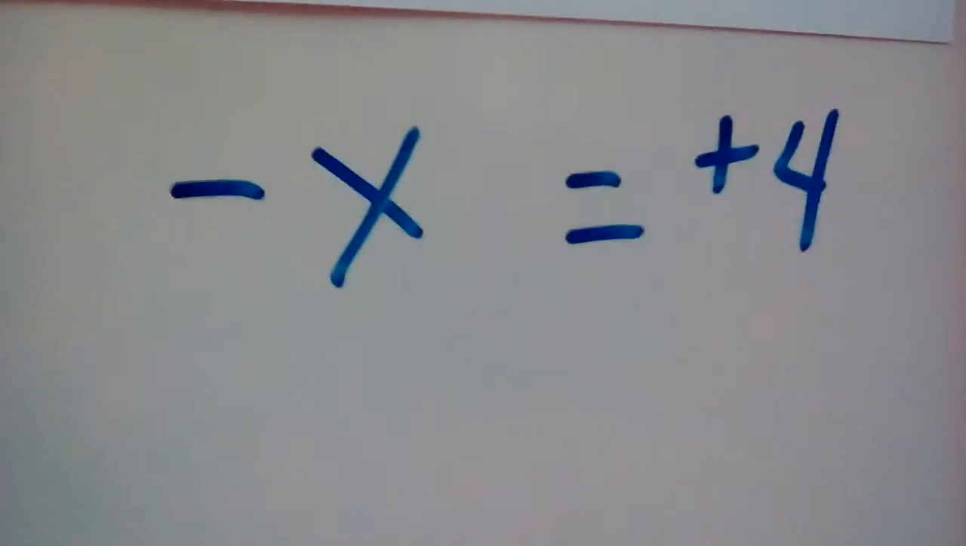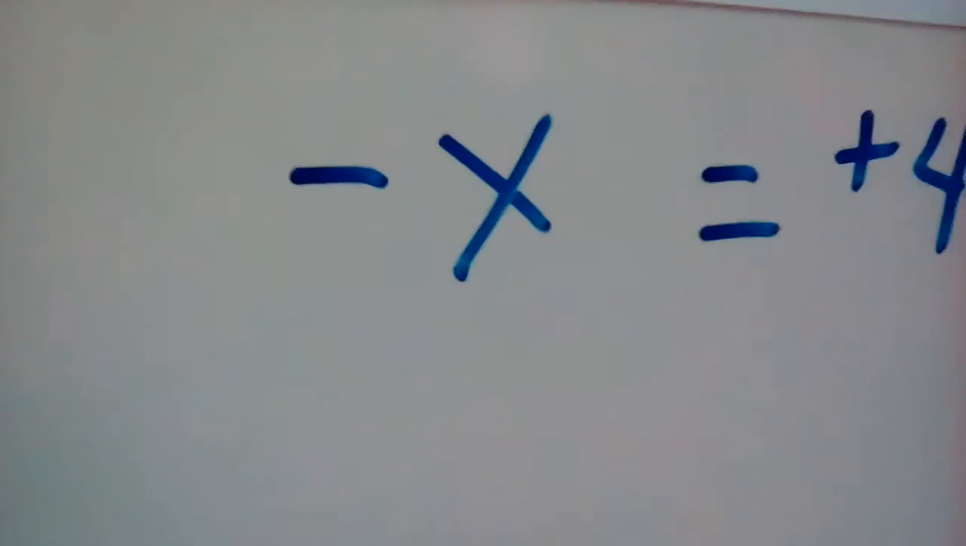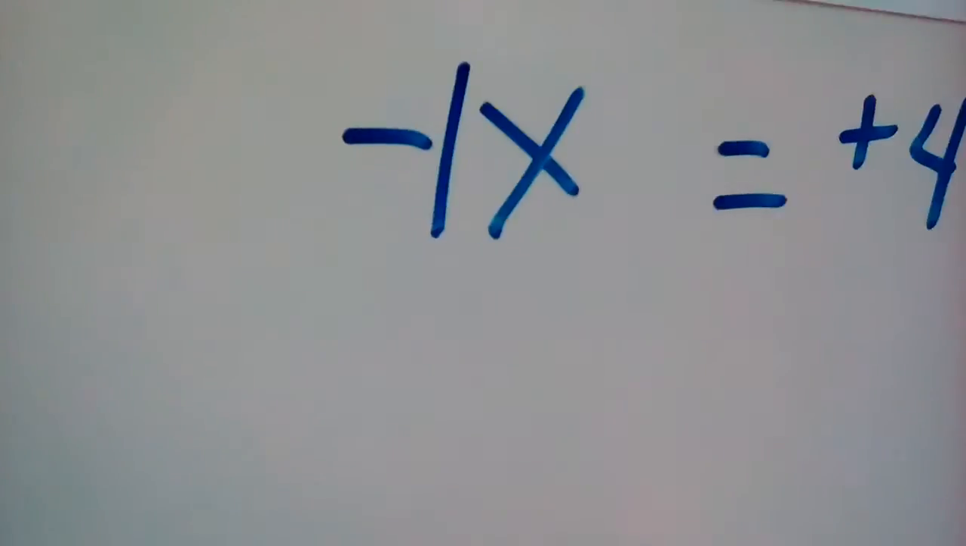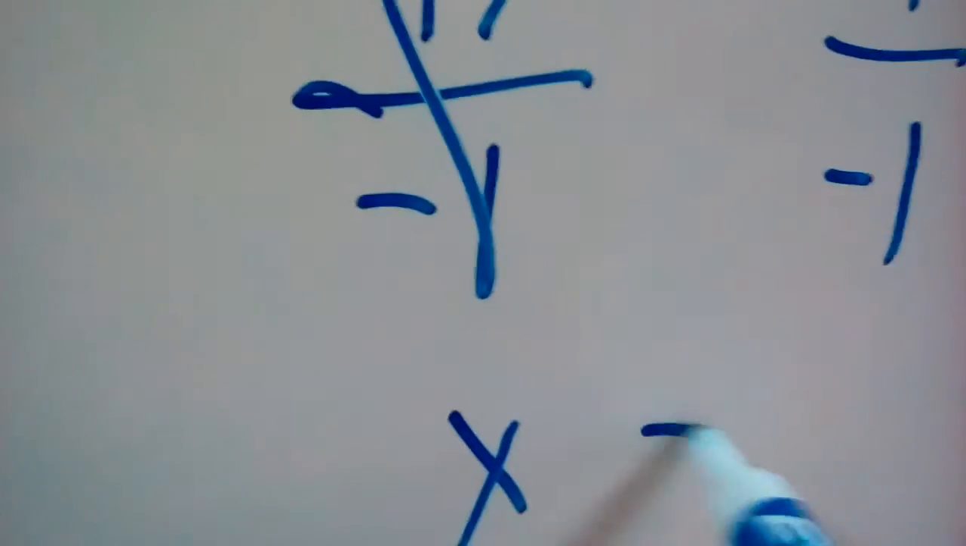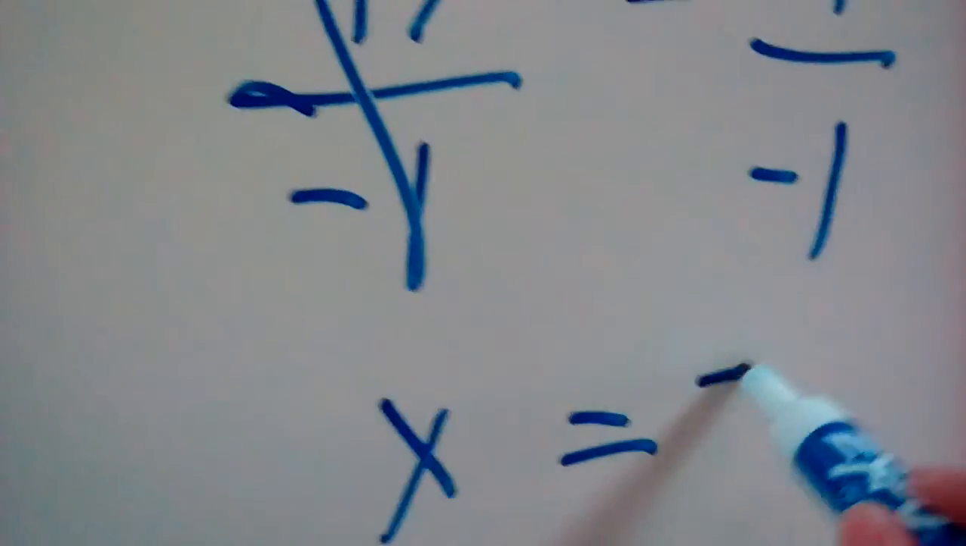But wait, that negative doesn't want to be there either. That's like saying negative 1. We just don't usually need to put the 1 there, so let's just pretend that it's there. To get rid of it, I'm going to divide, and this is going to cancel out. And now, what's a positive 4 divided by a negative 1? It is a negative 4. So our answers are y is equal to negative 1 and x is equal to negative 4.